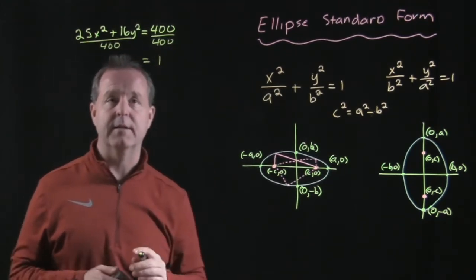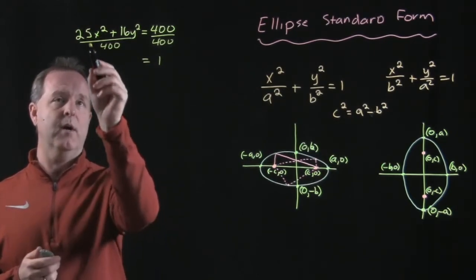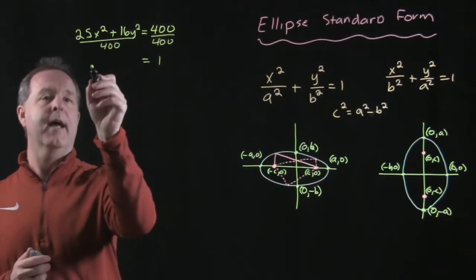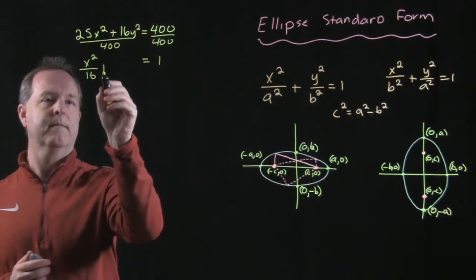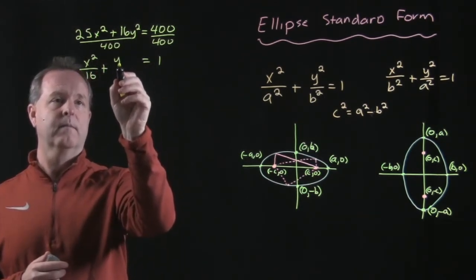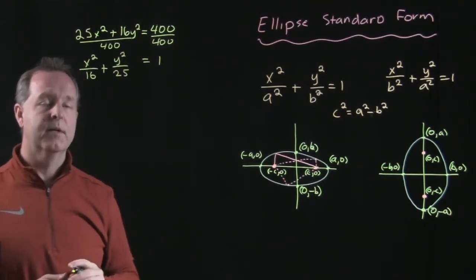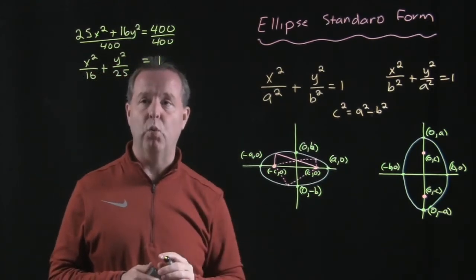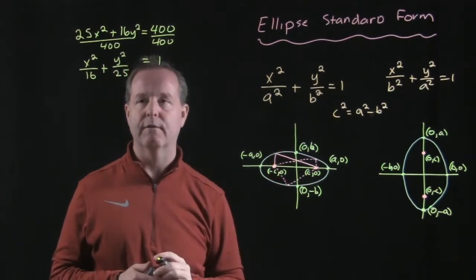400 divided by 400, it's a clever version of 1. Then from here, I have two fractions going on. So 25x squared divided by 400 is x squared over 16. And then 16y squared divided by 400 is y squared over 25. So dividing by 400 allowed me to set the equation equal to 1. And now I see the equation of an ellipse written in standard form.